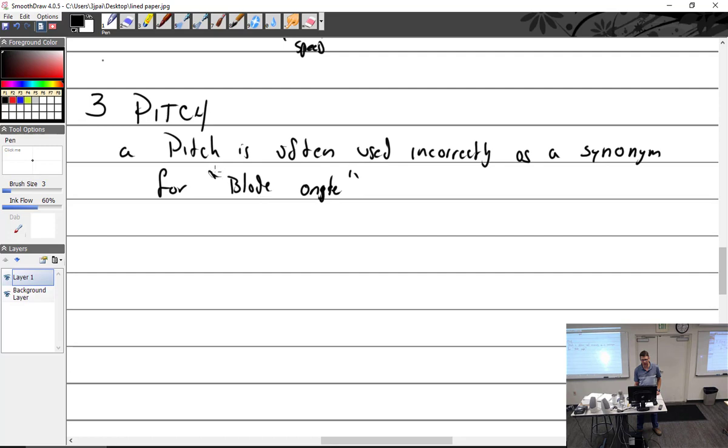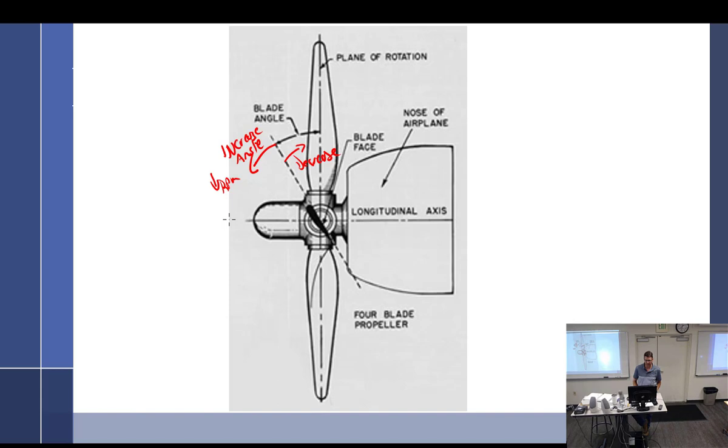So pitch is one thing, blade angle is something else. So what is blade angle? It's degrees, based on the plane of rotation, and the angle right there. So that is the blade angle, the angle between those two things right there. That's blade angle. Then there's pitch.